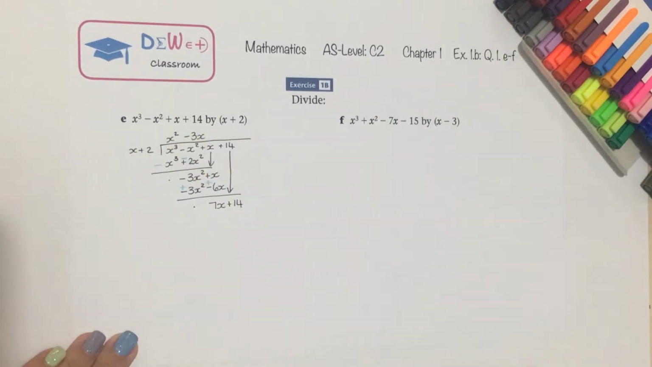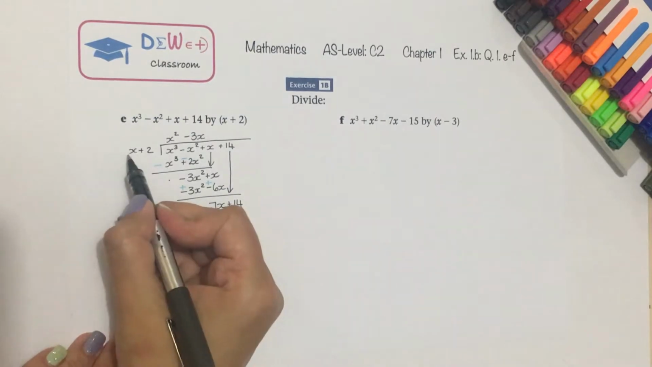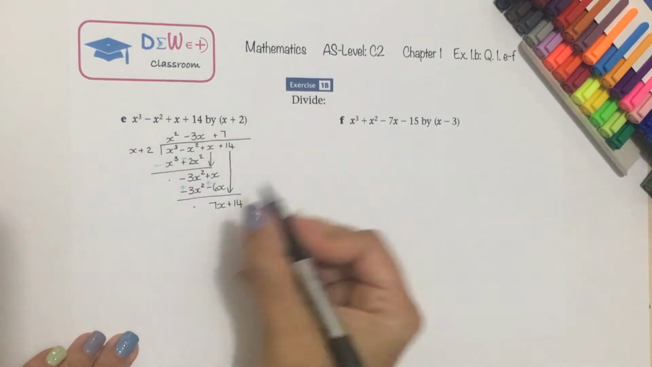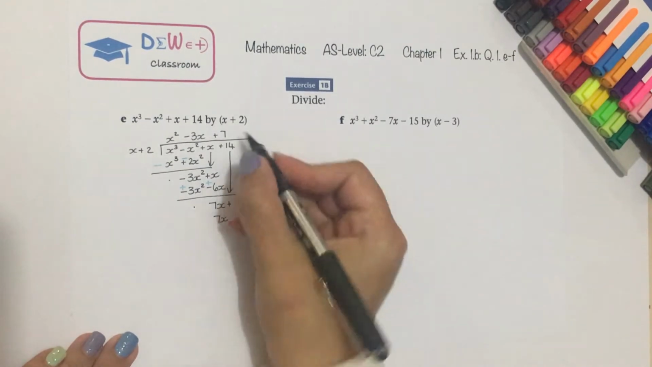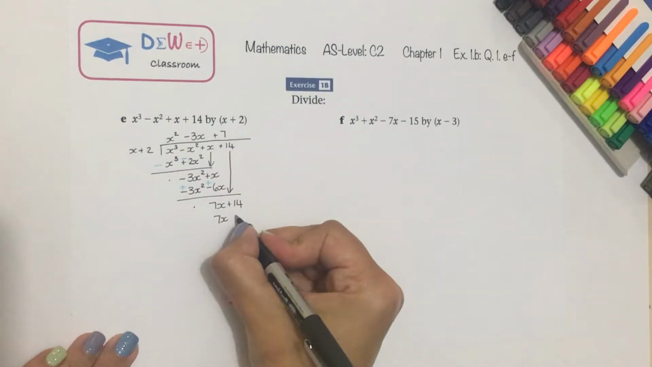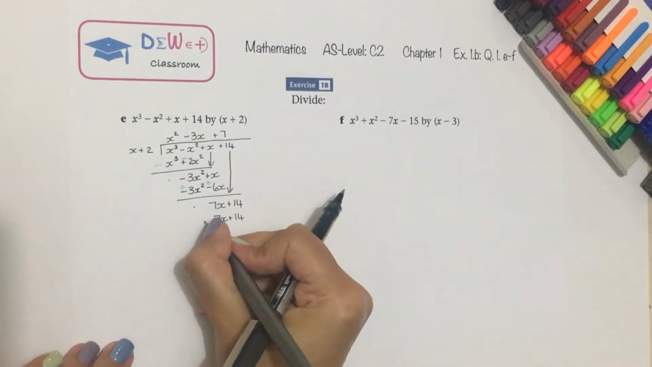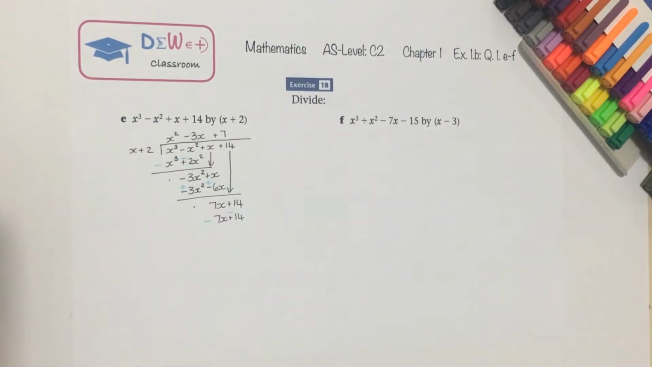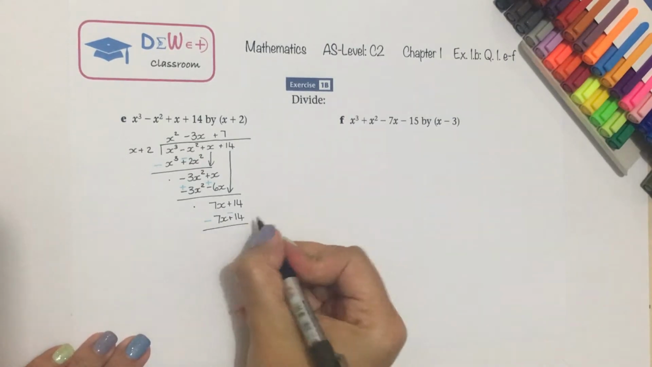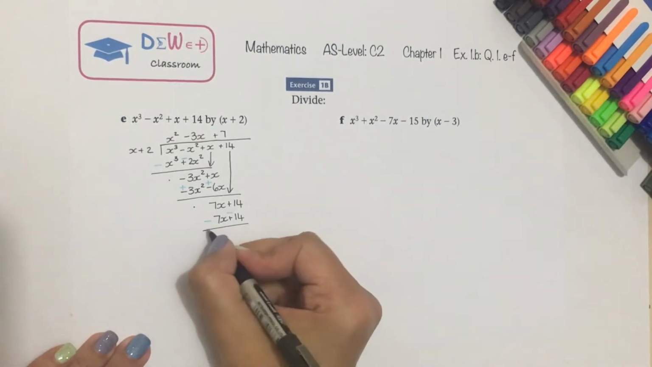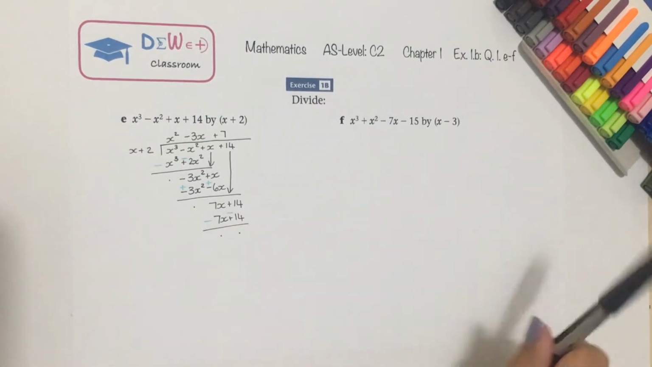Going up, we ignore the plus 2. So 7x divided by x is plus 7. 7 times x is 7x. 7 times 2 is plus 14. But again, we need to subtract, so we need to change the signs. And then 7x minus 7x is 0, and 14 minus 14 is also 0.